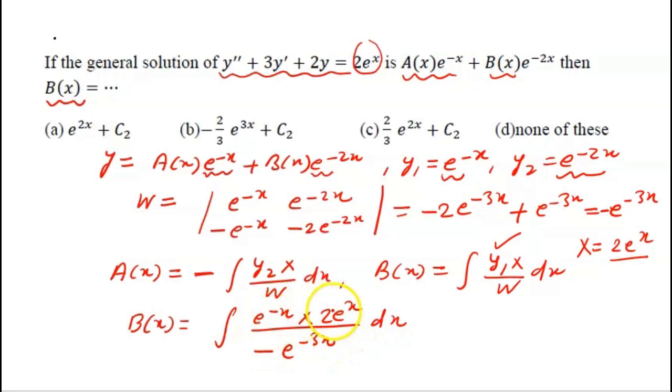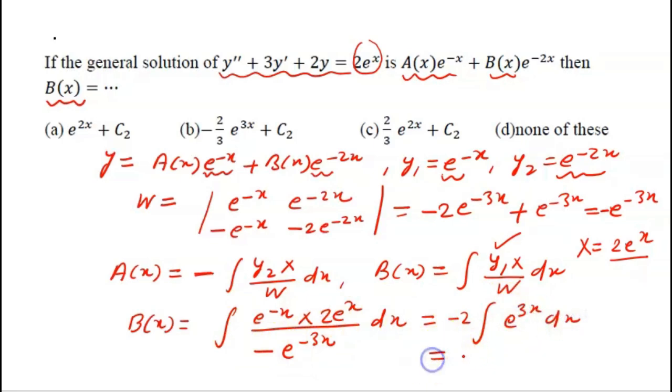So e to the power minus x and e to the power x. So it will become e to the power 0 means 1. And this 2 will be constant and this minus. So I can take minus 2 out. I hope you got. E to the power minus x, e to the power x, e to the power 0. So that is 1. And this minus out and this 2 out. So minus 2 out. And e to the power minus 3x, it will go in the numerator. So it will become e to the power 3x dx.